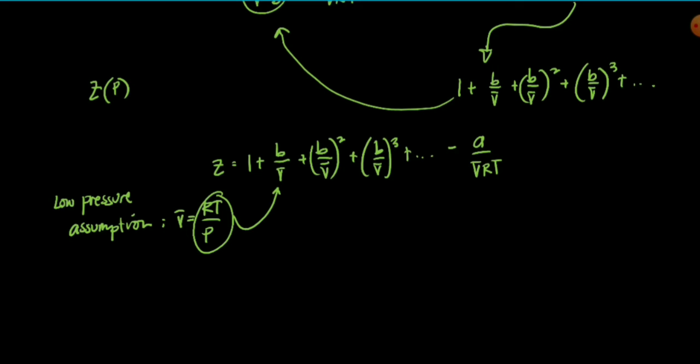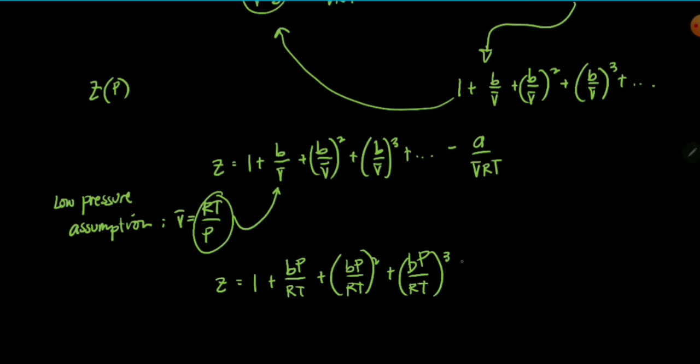So, yung RT over P na to, isa-substitute natin siya sa mga V bar ng ating compression factor equation. So, Z is equal to 1 plus BP over RT plus BP over RT squared plus BP over RT cube plus, okay, continuous siya. Minus AP over RT squared. Kasi yung V mo ay magiging P over RT. So, RT times RT is RT squared.